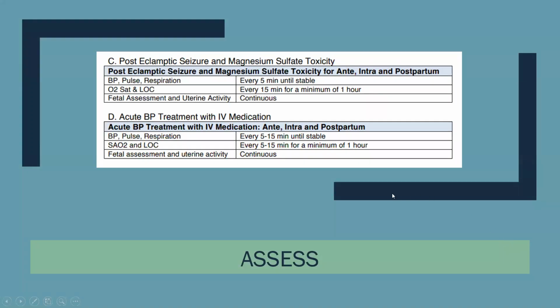And then if we do have an eclamptic seizure or magnesium sulfate toxicity, these are our assessment criteria that we would use. Here, if we're treating our blood pressures, either on the labetalol path or the hydralazine path, this is how often we're going to be checking our vital signs.